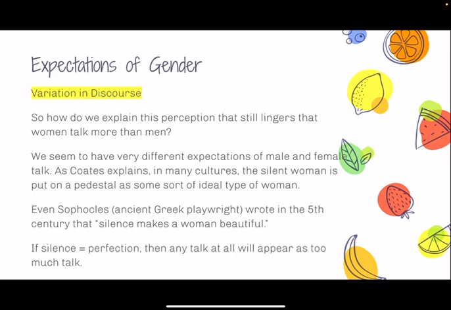So how do we explain this perception that still lingers that women talk more than men? We seem to have very different expectations of male and female talk. As Coates explains, in many cultures, the silent woman is put on a pedestal as some sort of ideal type of woman. Even Sophocles, who is an ancient Greek playwright, wrote in the 5th century that silence makes a woman beautiful. If silence is perfection, then any talk at all will appear as too much talk.